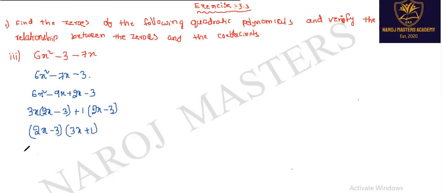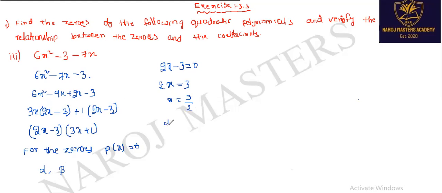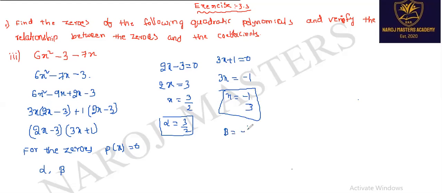For the zeros of the polynomial, p of x is equal to 0. Then you will get the alpha value and beta value. Now make it equal to 0. 2x minus 3 equal to 0, then 2x is equal to 3, x is equal to 3 by 2. That is alpha is equal to 3 by 2. Now 3x plus 1 equal to 0, then 3x is equal to minus 1, x is equal to minus 1 by 3. This is the beta value. Beta is equal to minus 1 by 3.